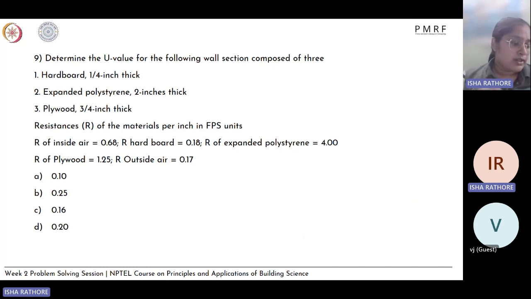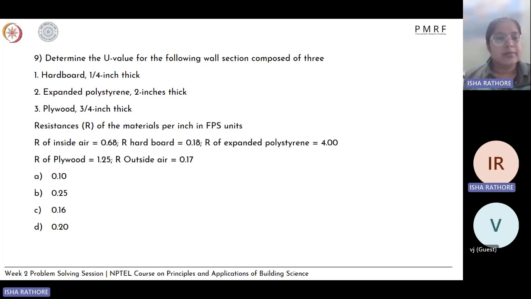So the R value or thermal resistance of inside air is 0.68. The R value of the hardboard, our first layer, is 0.18. R value of EPS is 4. R value of plywood is 1.25. And the R value of outside air is 0.17.